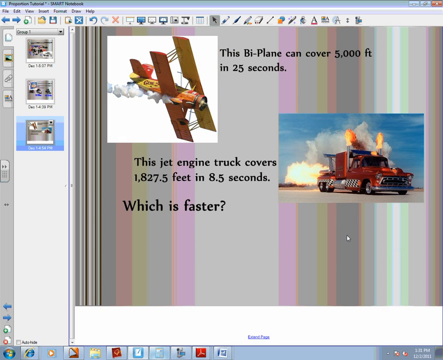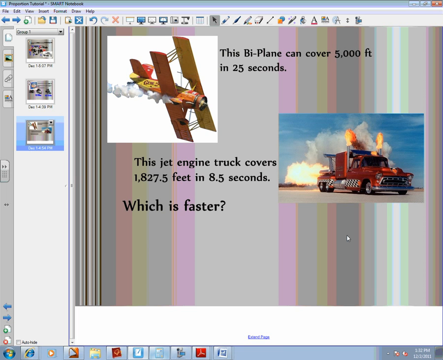This biplane can cover 5,000 feet in 25 seconds. This jet engine truck covers 1,827.5 feet in 8.5 seconds. I actually saw this happen one time. A biplane going full speed raced a jet truck. The jet truck won. It was pretty cool. Cleveland Air Show, they come up with some pretty crazy stuff. So the biplane, we need to know how fast can this biplane go? Or who's the fastest one?